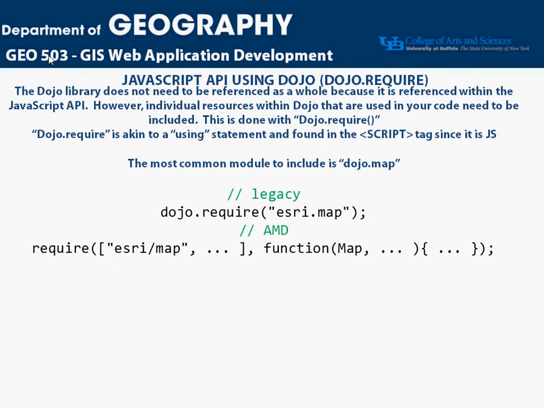As I mentioned, the JavaScript API heavily relies on Dojo. The Dojo library is referenced within the JavaScript API, so we don't have to add a reference to Dojo. It's already taken care of by ESRI. But there often are resources within Dojo that we do need to include. You'll see this statement a lot, dojo.require, with a lowercase d on dojo. It is akin to a using statement in C# or an import statement in Visual Basic. And since it's JavaScript, that's found within the script tag.